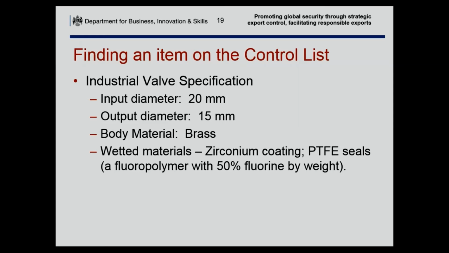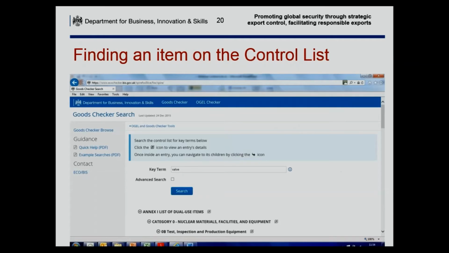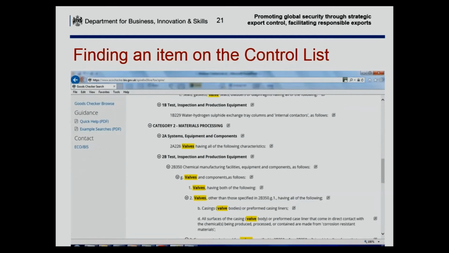We want to export that. We need to know if that is on the control list. So we're going to go and try our search tools. So let's go to the next slide. And I've used the goods checker. I've typed in just valve as my search word to see what it's going to bring back. Press the search. We'll go to the next slide and have a look at the results of that particular search.